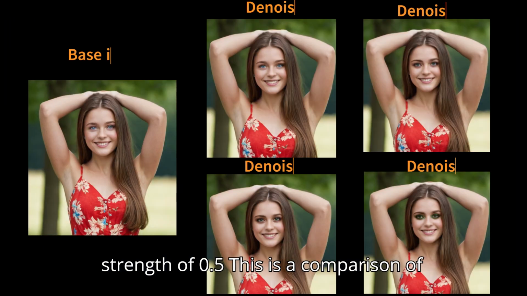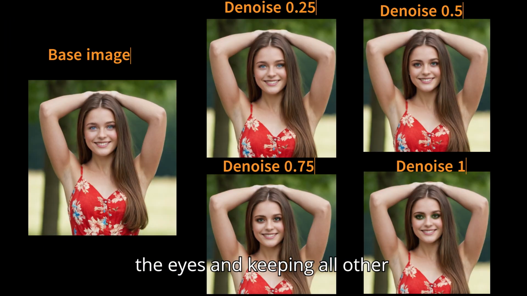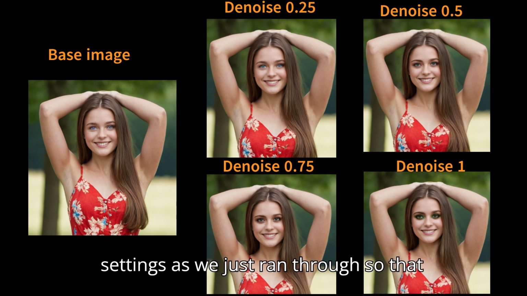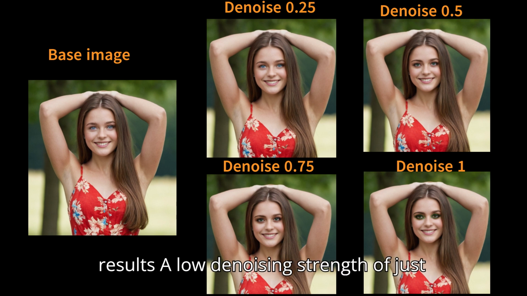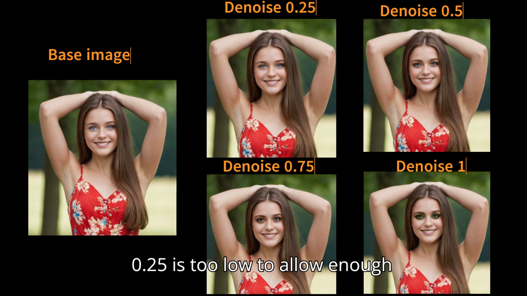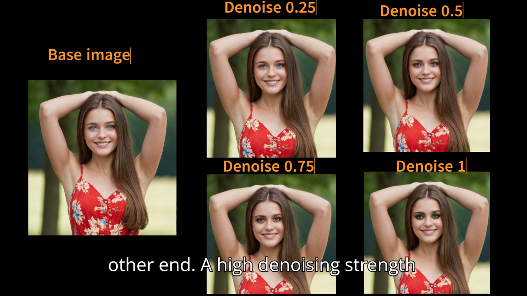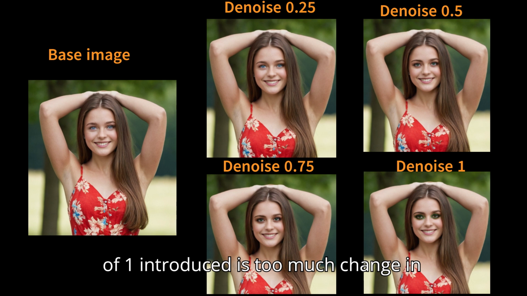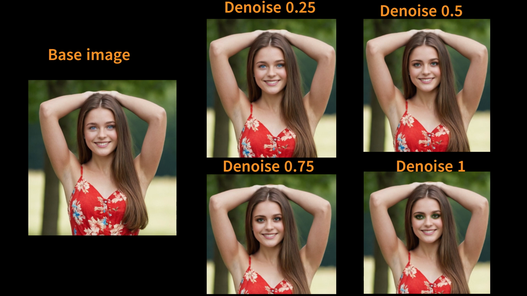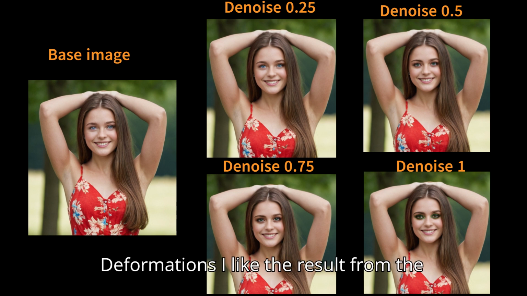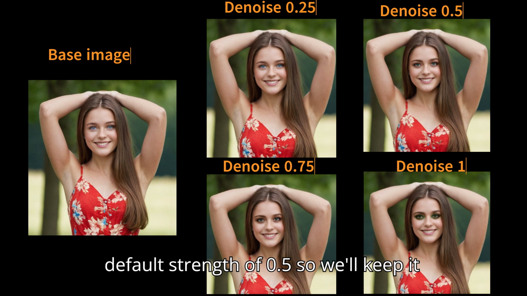This is a comparison of using different denoising strengths for the eyes, keeping all other settings as we just ran through, so that you can see the huge difference in results. A low denoising strength of just 0.25 is too low to allow enough change from blue to green eyes. At the other end, a high denoising strength of 1 introduced too much change and deformations. I like the result from the default strength of 0.5, so we'll keep it at that.